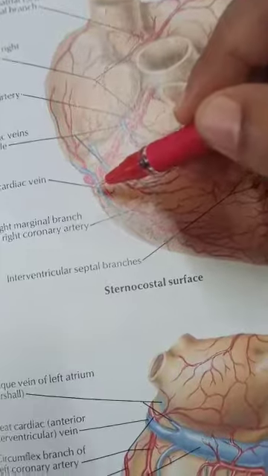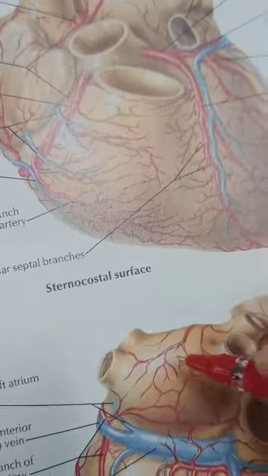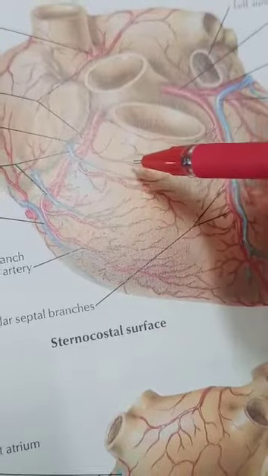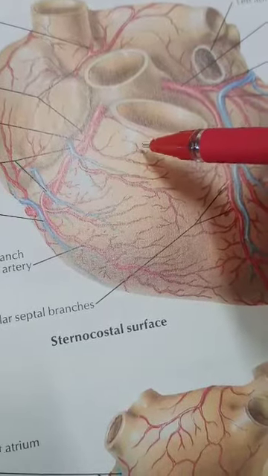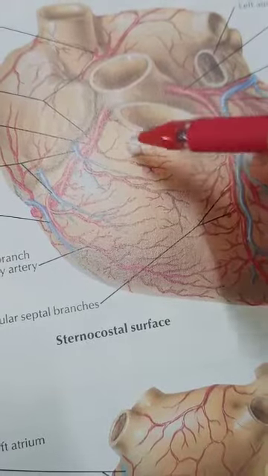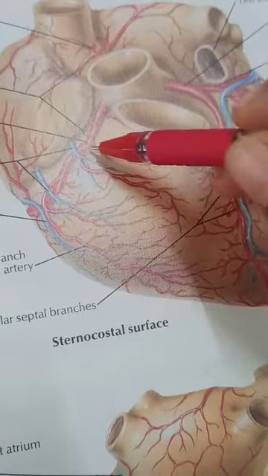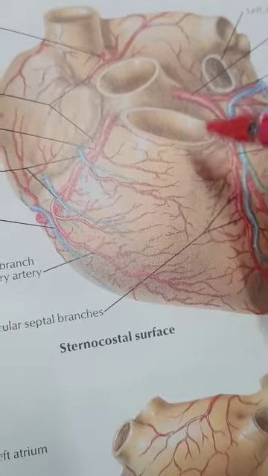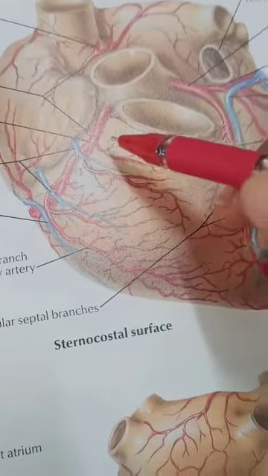Then towards the posterior aspect, in one more branch, it gives one conus branch. This is the conus branch which supplies the starting point of our pulmonary trunk. It gives a branch that is known as the conus artery, the right conus artery.